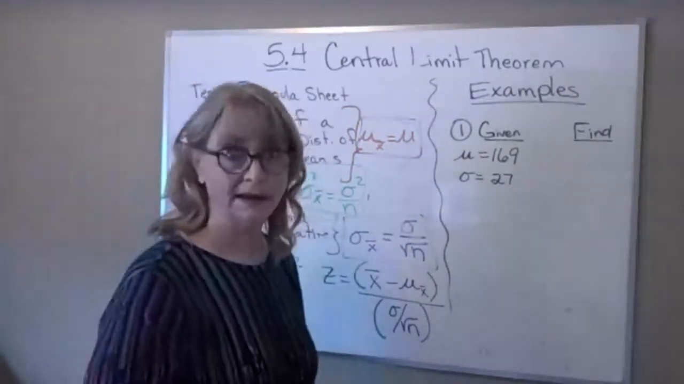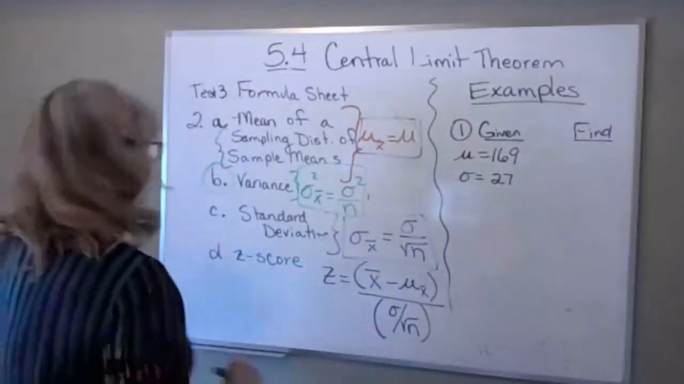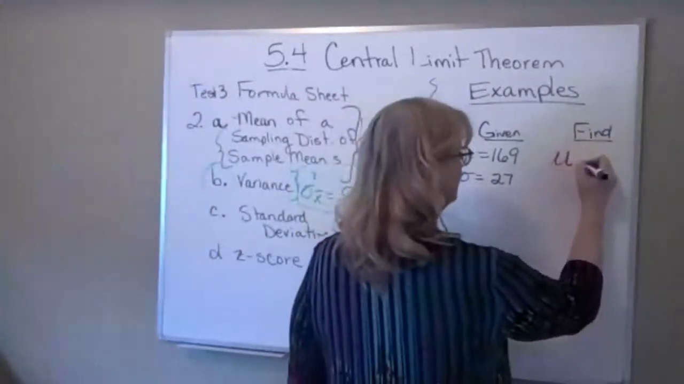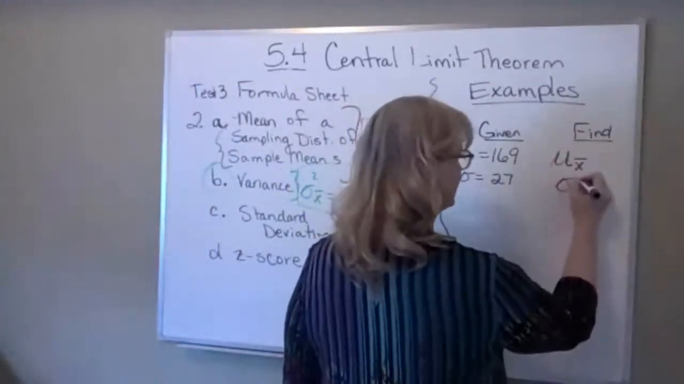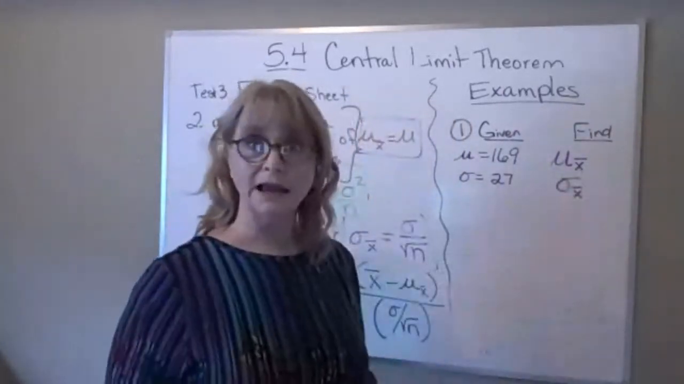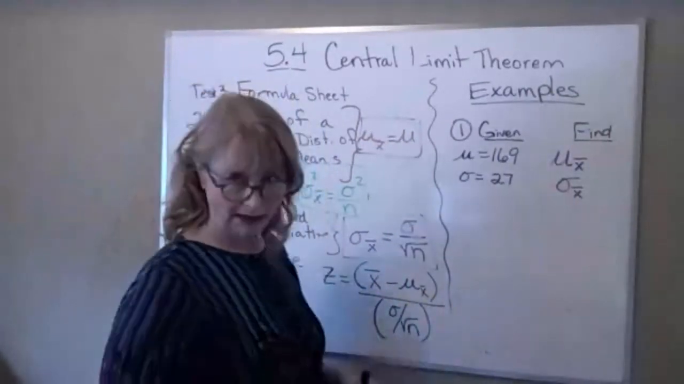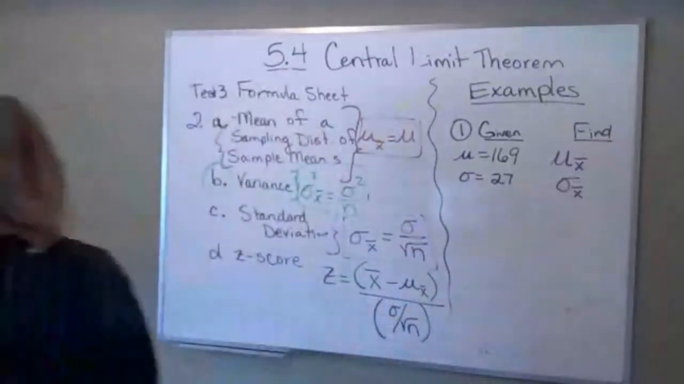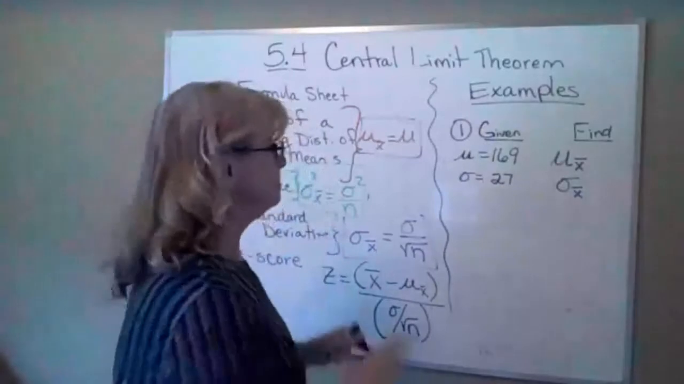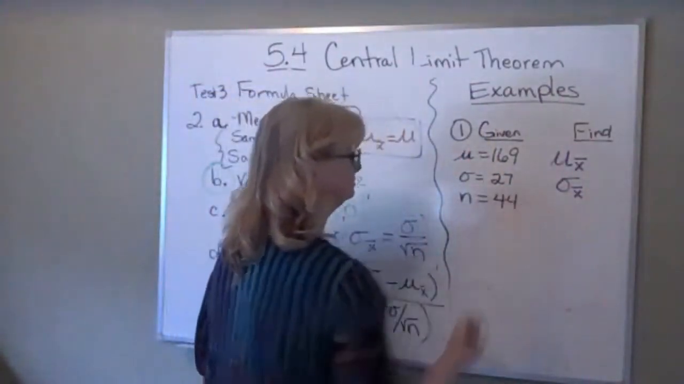So let me show you how to represent that. They want the mean and the standard deviation of the sampling distribution of sample means. So what they want you to find is the mean of the sample means and the standard deviation of the sample means. I put the little x bar that tells me I'm looking for the mean and standard deviation of the sample means. Now they did give me one other piece of information. It says the sample size is 44. So I'm going to write that down. That's something that's given. The sample size is 44.